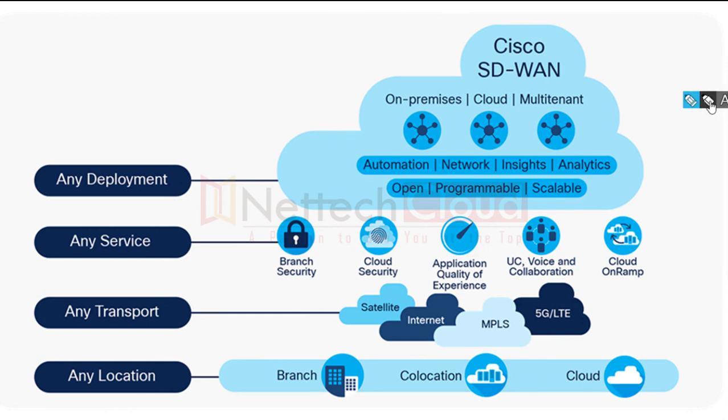And if you look at this diagram here, it is any service, of course transport independent, and any transport, which can be internet, MPLS, 5G, satellite, and any location, be that the branch, co-location, cloud, data center, or headquarter. And deployment-wise, your controllers can be on-prem, cloud, or multi-tenant, for MSPs and so on. So any deployment, any service, any transport, any location. And very quickly, I'm going to show you the dashboard of the management server also.